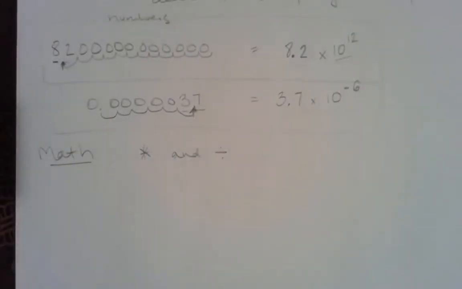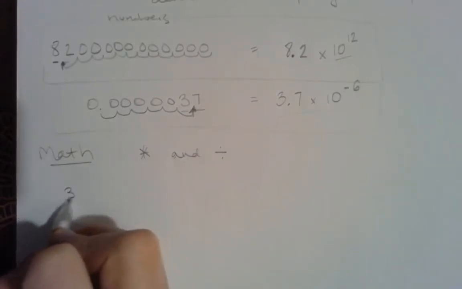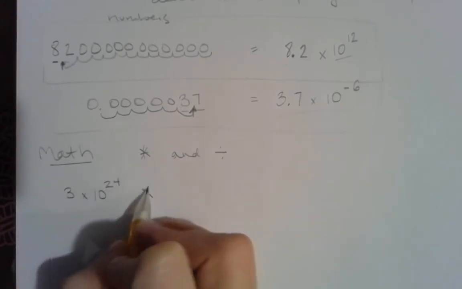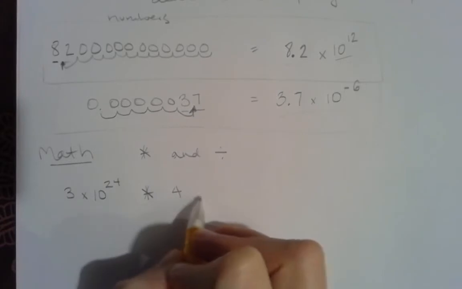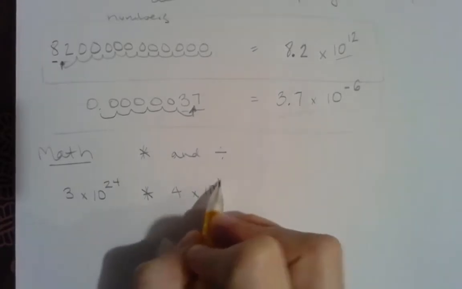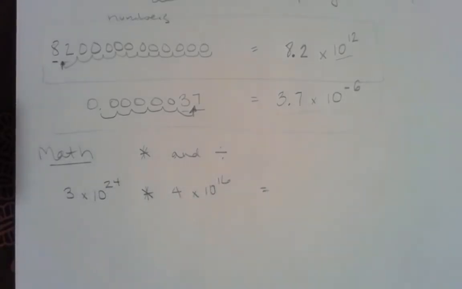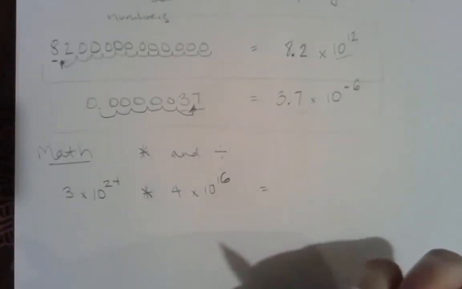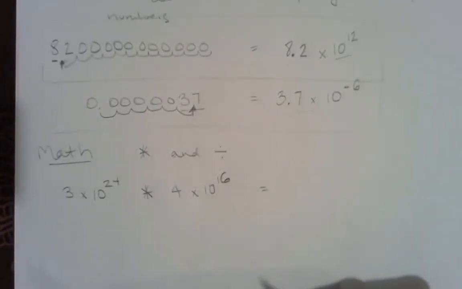If you are multiplying exponents of 10, so let's say you've got 3 times 10 to the 24 times 4 times 10 to the 16. Last quarter, you might have asked me, I can't put a 3 with 24 zeros after it into my calculator, because most calculators can't deal with that many zeros. I can't deal with that many zeros. It's totally excessive.